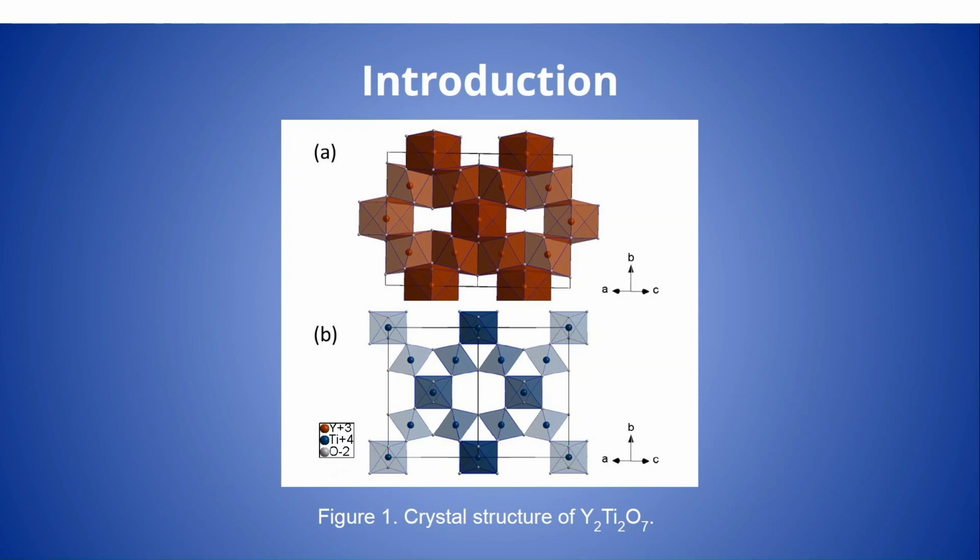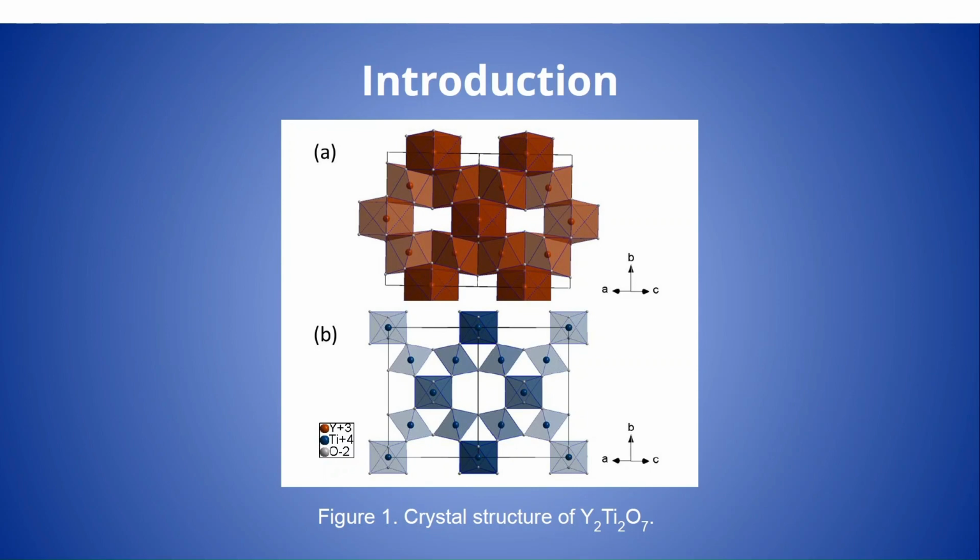Polycrystalline samples of yttrium titanate with x equals 0.0, 0.1, and 0.2 were synthesized by molten salt method using yttrium oxide, titanium oxide, and zinc oxide. Phase identification of the samples was made with an X-ray diffractometer. The crystallographic parameters were refined using a Rietveld refinement program with multi-phase capability.